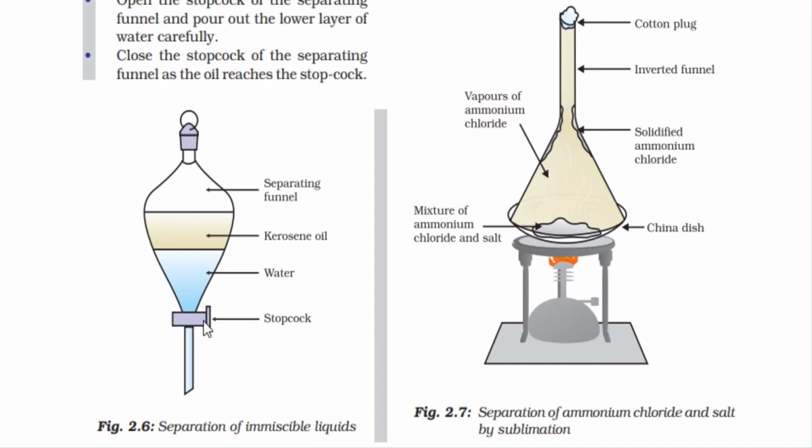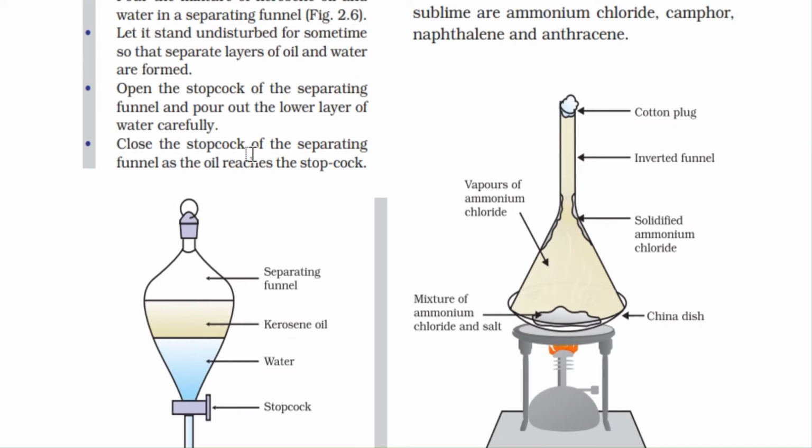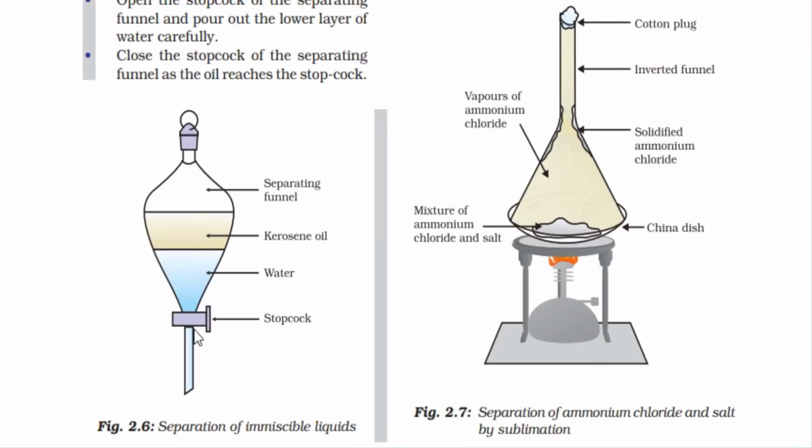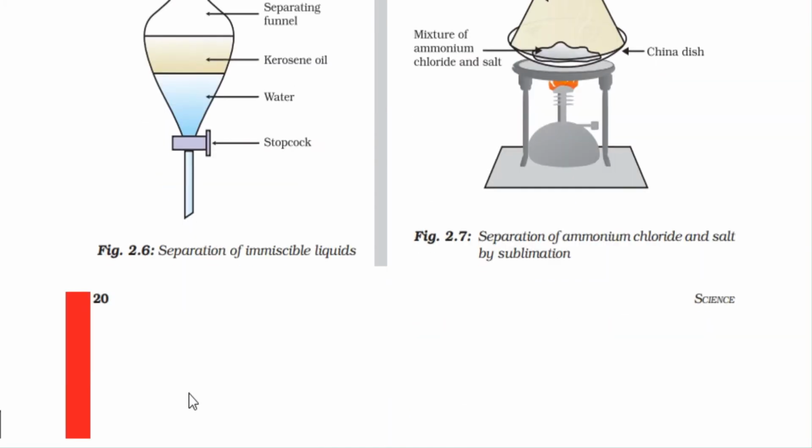This is the stopcock, with which we can control the flow of liquid from the funnel. First the stopcock is closed. Now open the stopcock and allow the water to flow. When the water has flowed away and the layer of kerosene reaches the stopcock, close it. You collect the water in another beaker. In this way we can separate kerosene and water.